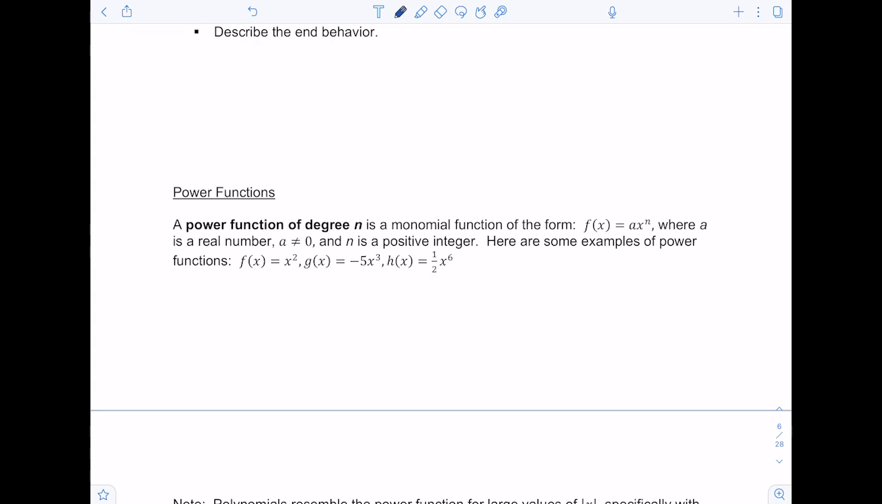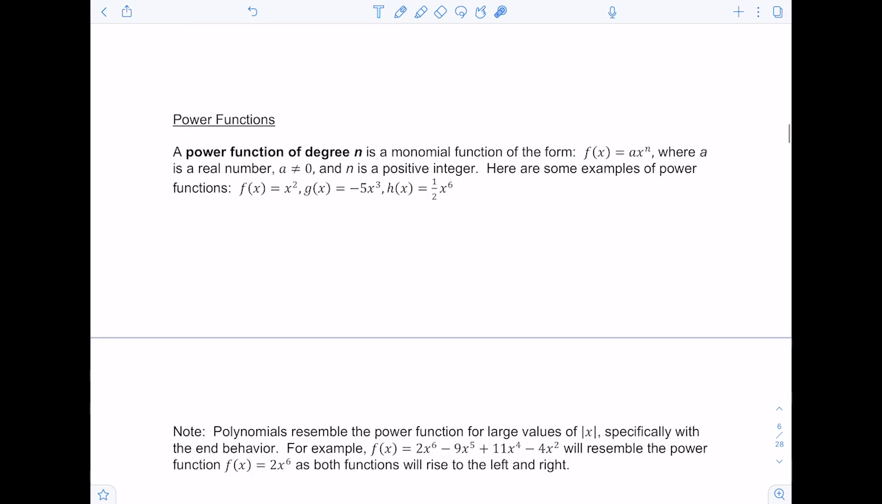Okay, and the only other thing I want to point out to you are what power functions are. They are functions of degree n, and they're in monomial form. So mono means 1, right? It's one term. Okay, it's going to resemble something like this. So if you had something like x squared, that's called a power function. Negative 5x cubed, 1/2 x to the 6th. Okay, and what's important to remember is that polynomials resemble a power function when you have large values of the absolute value of x.